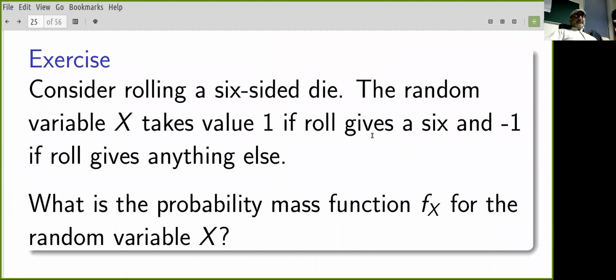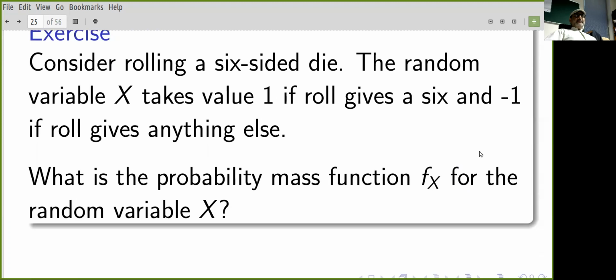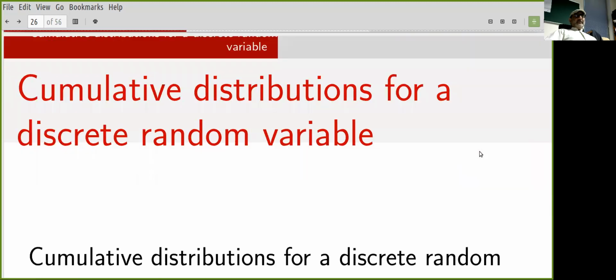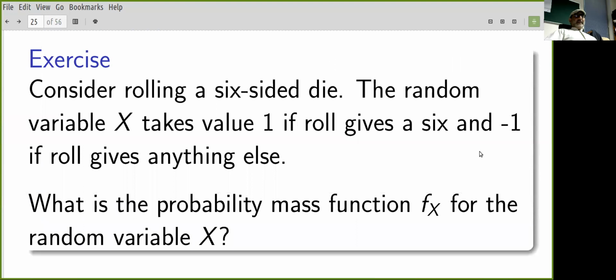So continuing with the die example, the variable capital X takes the value 1 if the roll gives a 6, takes a -1 if the roll gives anything else. What would be the probability mass function for this? Well, f sub x of 1, f sub x of 2, f sub x of 3, 4, 5, those are all equal to 5 out of 6.